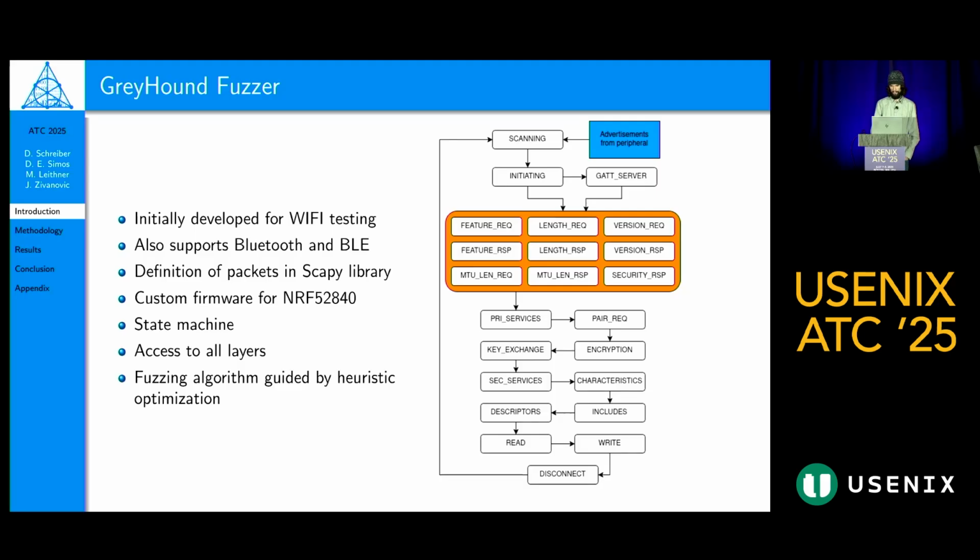The fuzzing component of Greyhound traverses the state machine guided by probability and manipulates the values of BLE packets, again guided by probability, with the probability values being optimized by a heuristic optimization algorithm to maximize the triggering of unspecified behavior. For more details about this, I refer to the original paper of the Greyhound fuzzer.